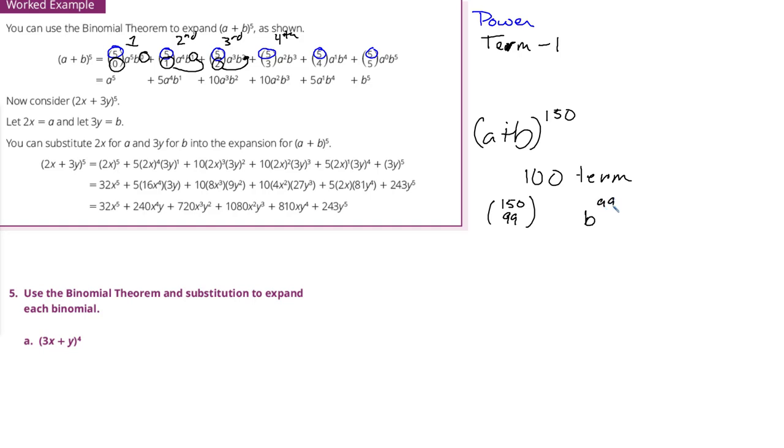B is to the 99th power. Therefore, what power would A have to be to? Because remember, these have to add up to be 150. So it would have to be 51. And then that would be the 100th term without having to do the entire process.